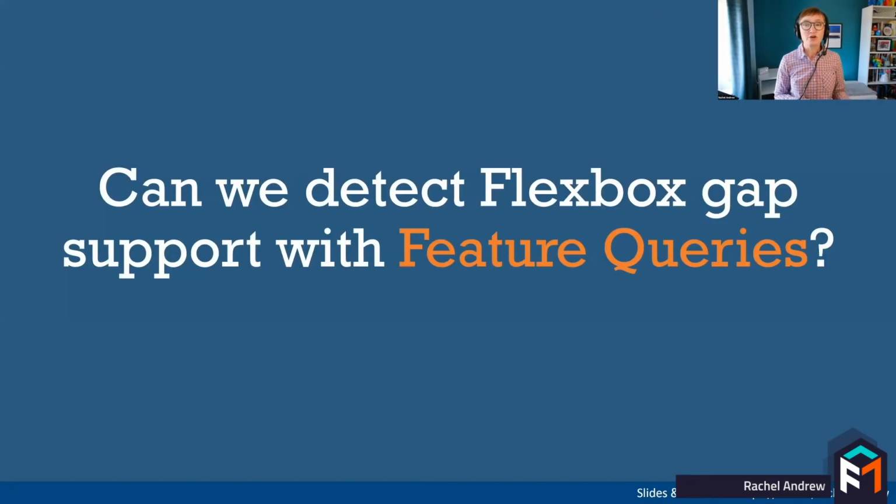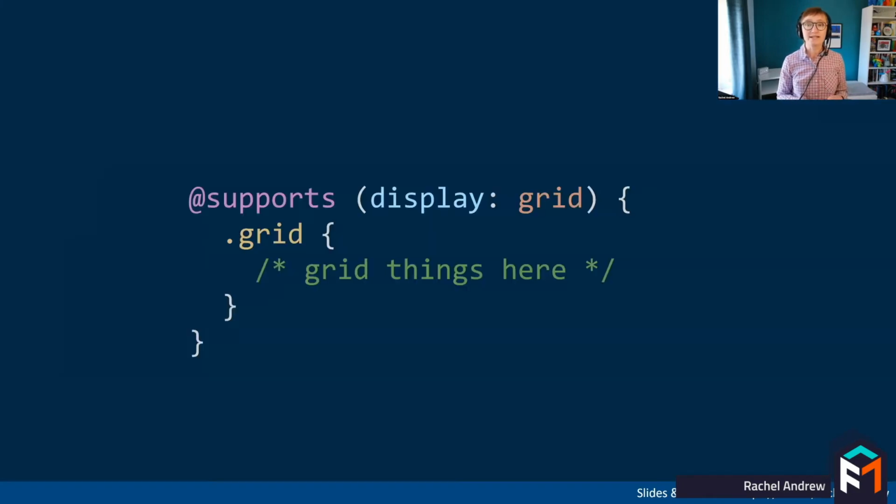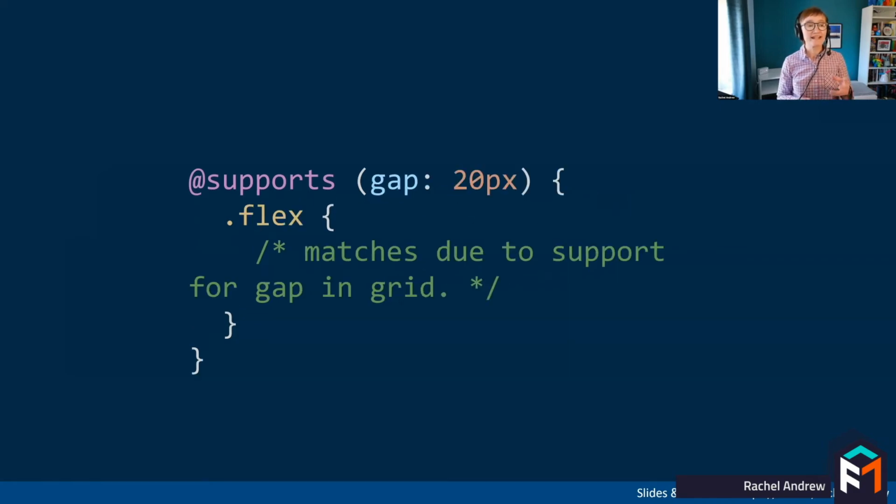And just as a note about that, you might think, well, can we detect Flexbox gap with feature queries? But unfortunately, we can't. It's a bit of an edge case, because with feature queries, we can do things like this. We can say @supports display: grid. Does the browser support display grid? And then do our grid things. But what we can't do is ask for support in a layout method. So whereas we can say @supports gap, all of the browsers support gap because they support grid. But they don't support gap in Flexbox.